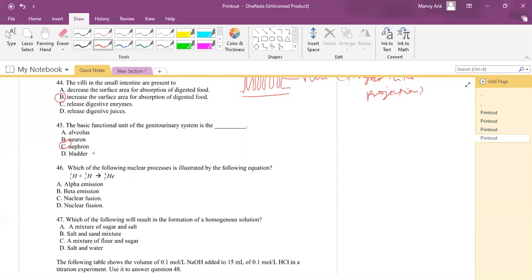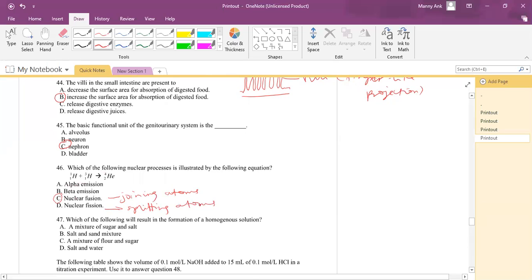Number 46. Which of the following nuclear processes is illustrated by the following equation? You have 2 atoms being combined together. When you combine 2 atoms together, we're talking about giving a single atom. So you have nuclear fusion. Remember, we said fusion is joining the atoms. Fission, you are splitting atoms. We talk about that under radioactivity.